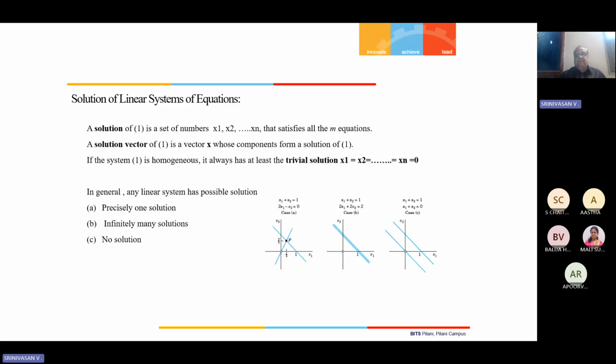When you take the second one, you have x1 plus x2 equal to 1 and 2x1 plus 2x2 equal to 2. The second equation is nothing but 2 times x1 plus x2 equal to 1. They are one and the same except for the multiple 2. Therefore, you have parallel lines. When one equation is just a multiple of the previous one, you only have parallel lines, so you don't have any intersection at all.